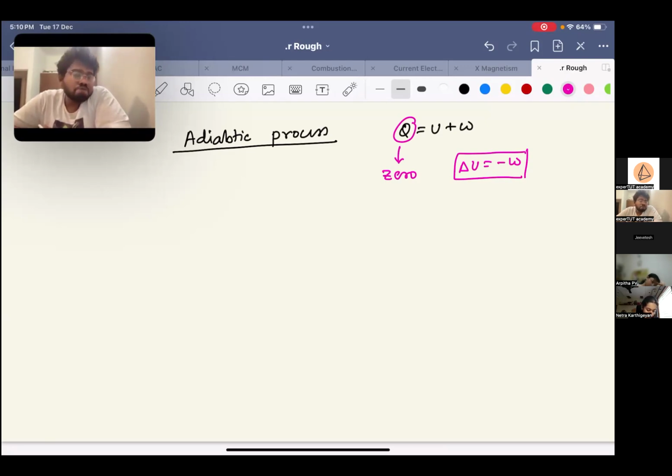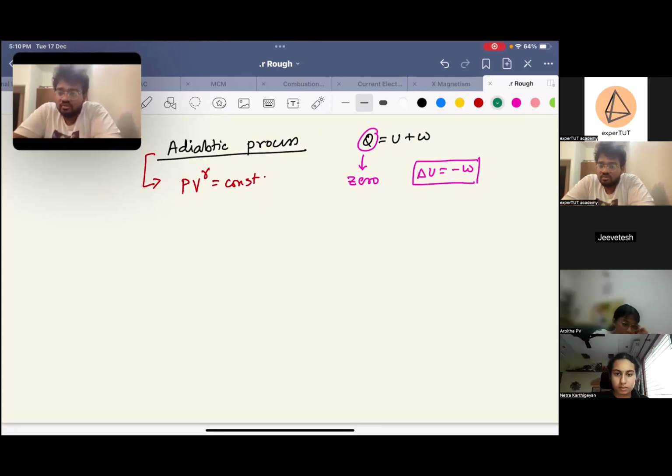And in an adiabatic process, it is found that PV raised to gamma is a constant. So what is gamma? Have you heard of gamma before, or is this the first time I'm referring to gamma? Gamma is Cp by Cv.